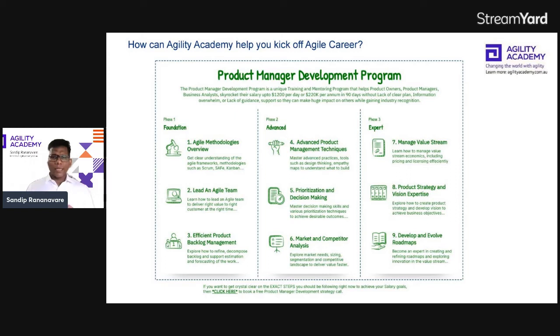These are the unique steps which have been identified by Agility Academy experts when it comes to becoming a product manager. So this is essentially a product manager development roadmap. There are 3 phases: foundation, advanced, and expert. In the foundation phase, you gain knowledge about what is agile, what are different frameworks used by teams, what it takes to lead agile teams by ensuring that they are working on the right valuable thing at the right time for the right customer, and what things are required when it comes to backlog prioritization or backlog management. So all those 3 steps are covered in the foundation stage.